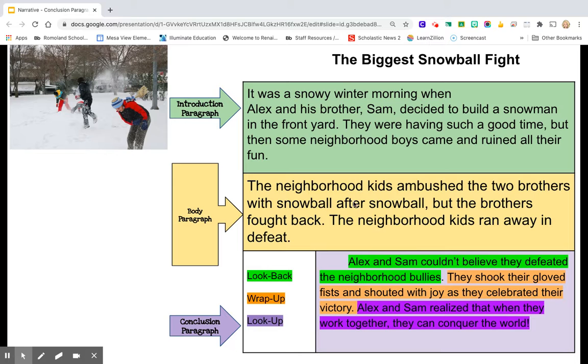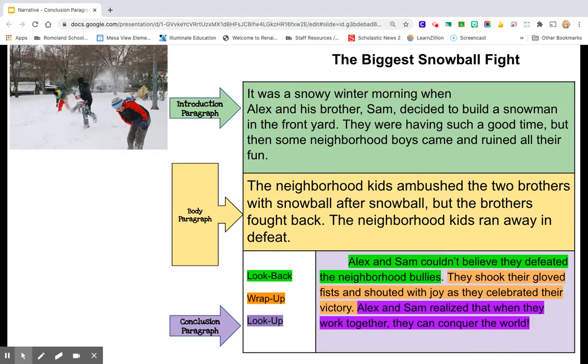So nothing changed in the intro or the body, but look at how much better this conclusion paragraph is now. It says, "Alex and Sam couldn't believe they defeated the neighborhood bullies. They shook their gloved fists and shouted with joy as they celebrated their victory. Alex and Sam realized that when they worked together, they could conquer the world."